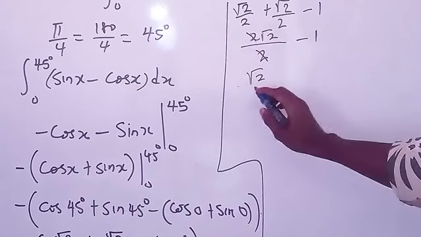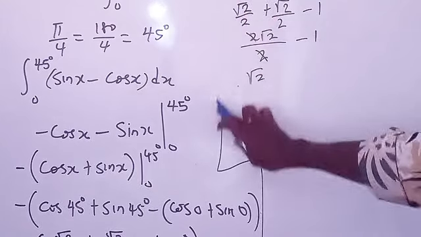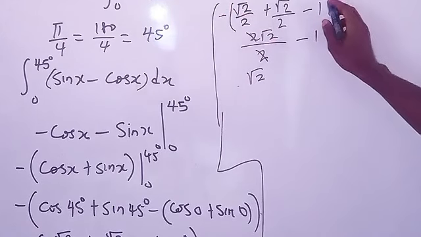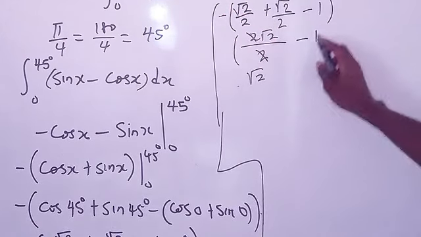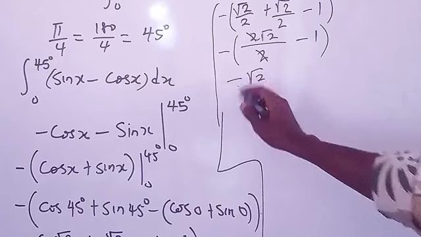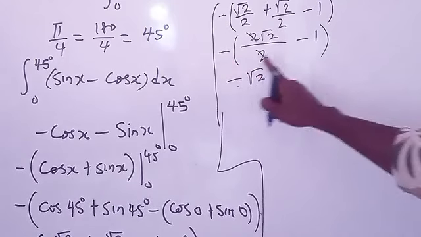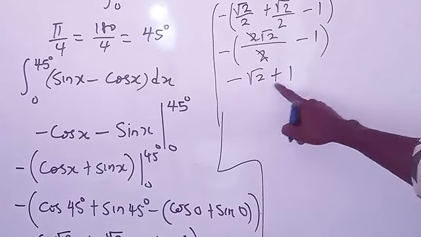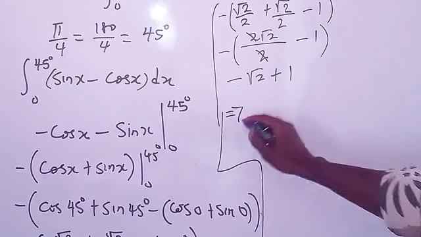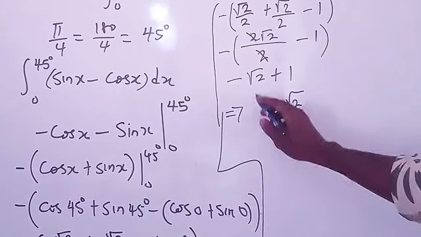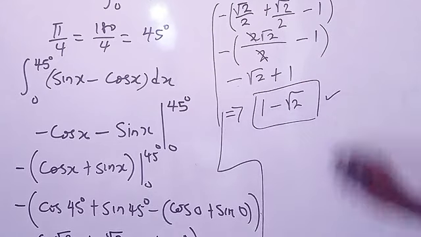We should not omit the minus. We have a particular minus here, so we shouldn't omit it. Therefore, we're going to have minus root 2. Then this minus will affect this minus, so we're going to have plus. So minus root 2 plus 1. Now trying to rewrite this, we're going to have 1 minus root 2. So 1 minus root 2 is the solution.